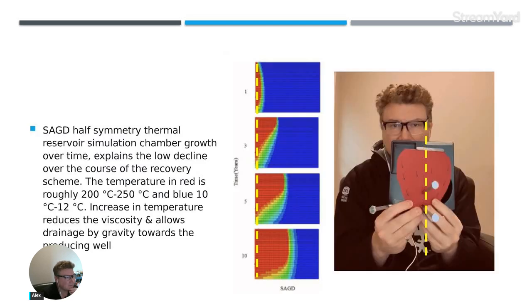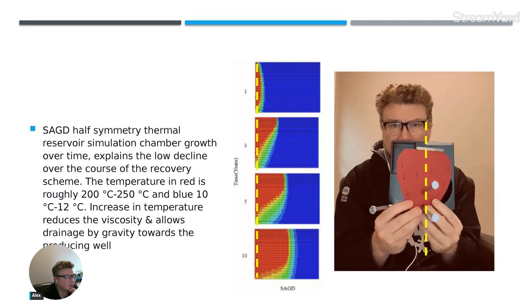Okay, so here's a picture of me with the steam chamber. I actually have it here. So I'm going to showcase my, okay, here. So what you see here is injector, producer and steam chamber development. What you see in the picture there is half symmetry, right? So half of it, you can see the side of it. We're going to be doing some simulation work where we're going to be analyzing some of those chamber developments. So half symmetry thermal reservoir simulation, chamber growth over time is seen in this picture.